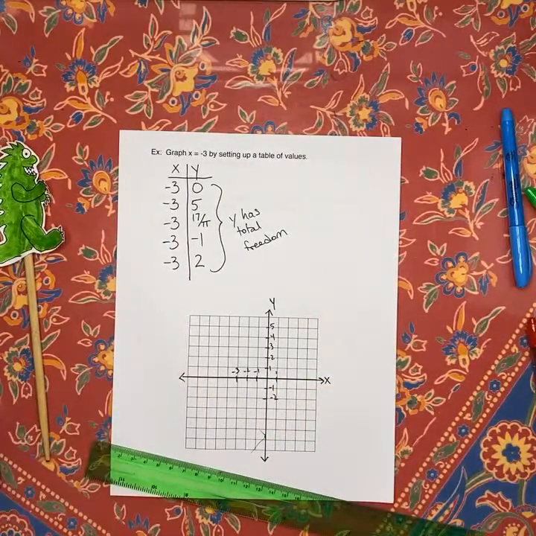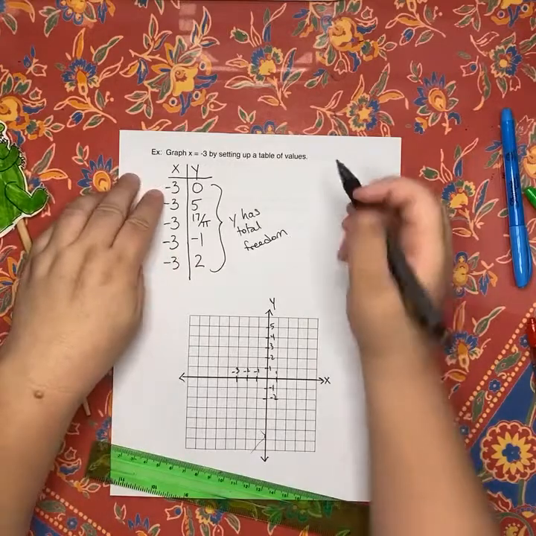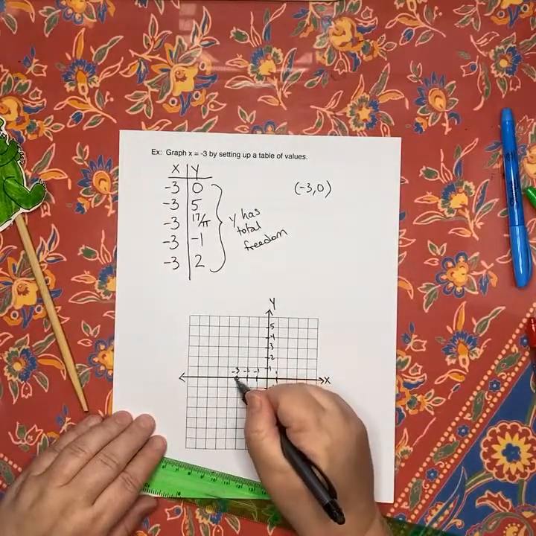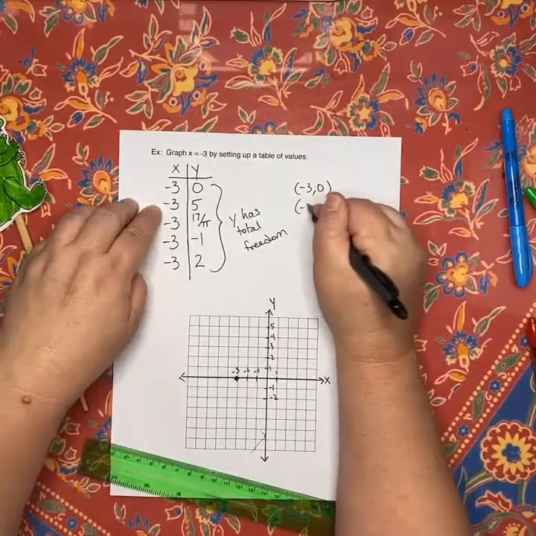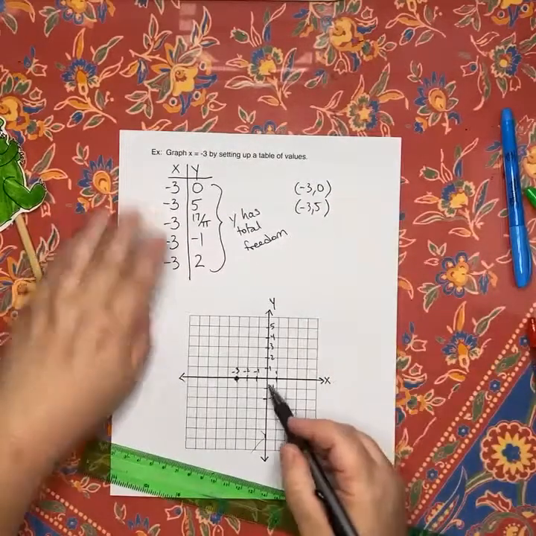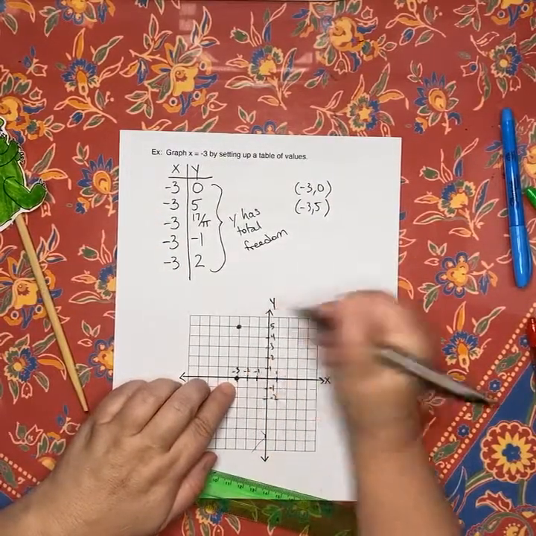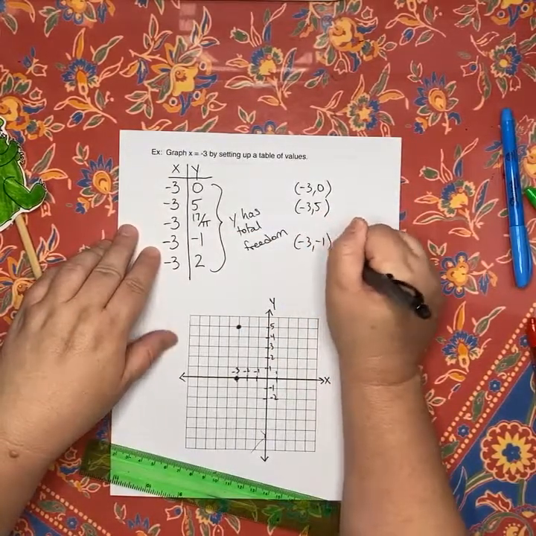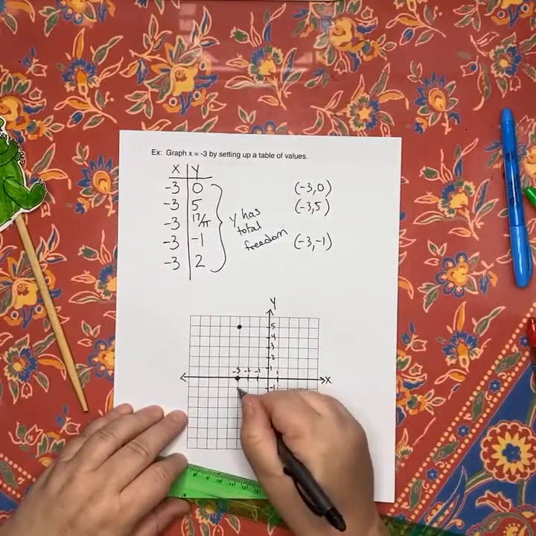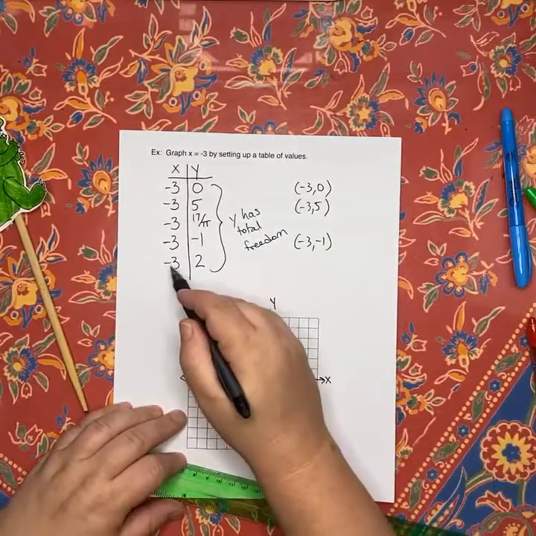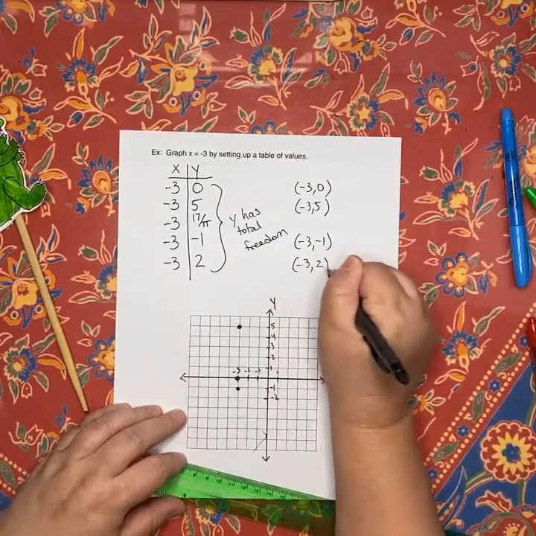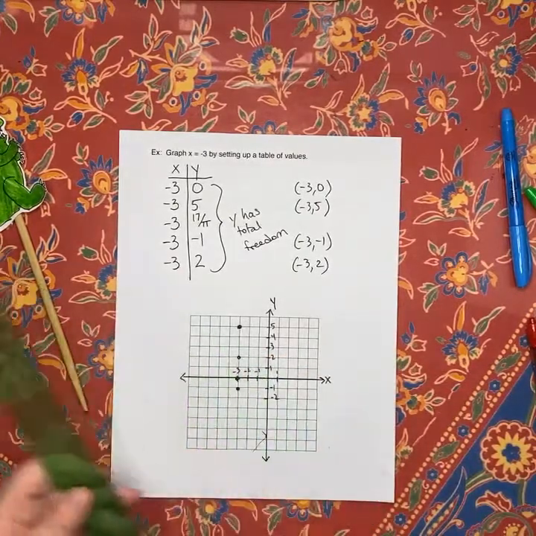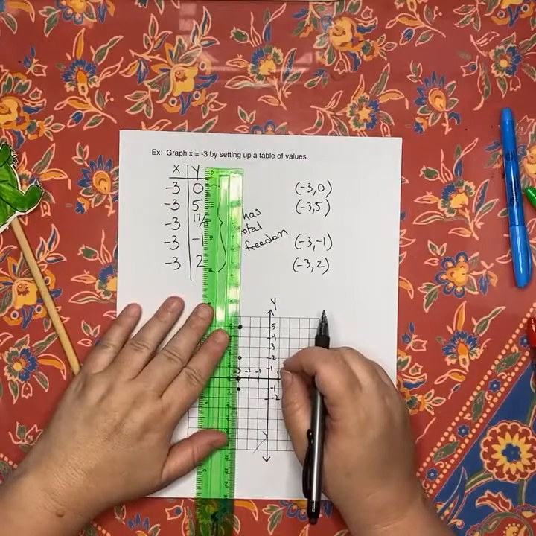Okay, so where are my points? I've got the point -3, 0. So -3, 0 goes there. And I've got the point -3, 5. -3, 5, that's up here. I'm not going to graph that other point. I'm going to skip that point. -3, -1. So that means go out to -3 and down to -1. And then -3, 2. That's go over to -3 and go up to 2. Okay, do all those points lie in a line? Now, let me show you something fancy.